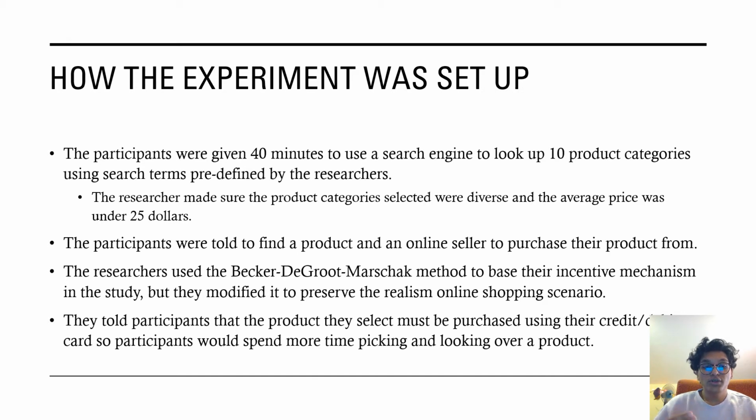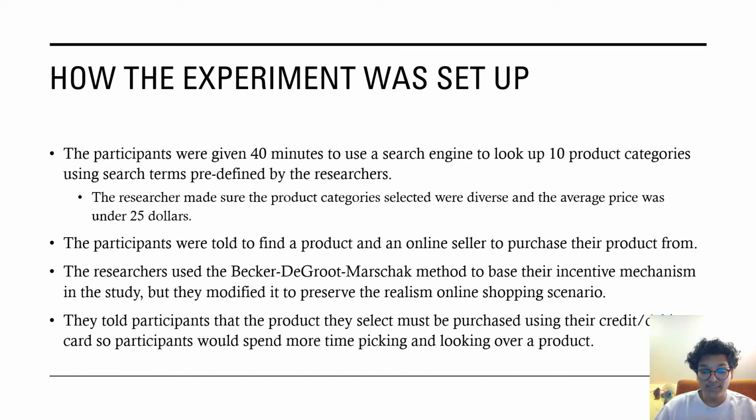The researchers used the Becker-DeGroot-Marschak method to base their incentive mechanism in the study, but they modified it to preserve the realism of the online shopping scenario. They wanted to make sure that the participants were just focused on looking up the product and buying it. They wanted to make sure that this was influenced by blocked ads and non-blocked ads, and so they made sure that it was as real as possible.